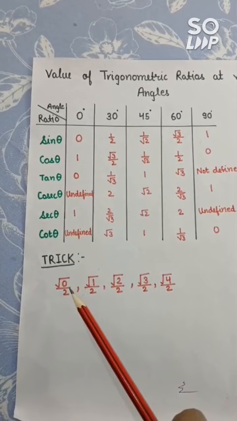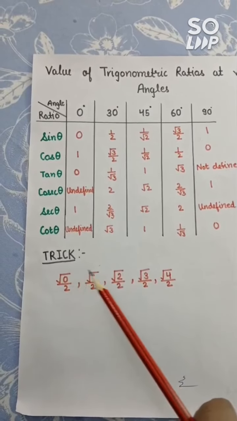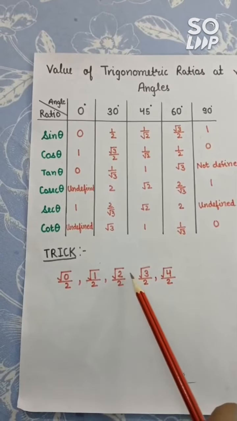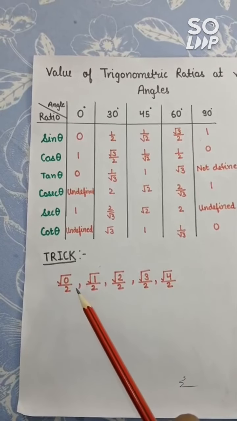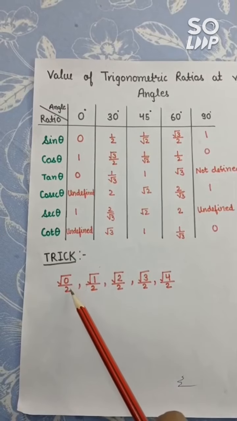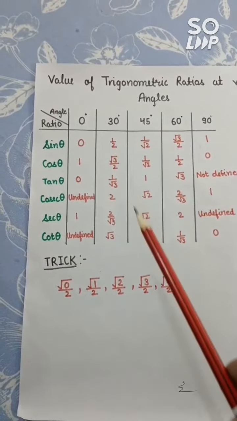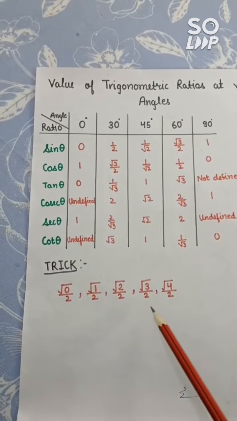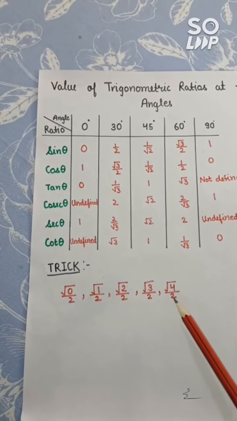So the trick is, for sin theta, write counting from 0 to 4. So see 0, 1, 2, 3, 4. Now put them under a root and after that divide them by 2. So see, root 0 by 2 is equal to 0. Root 1 by 2 is equal to half. Root 2 by 2 is equal to 1 by root 2. Root 3 by 2 is equal to root 3 by 2. And root 4 by 2, that is 2 by 2, is equal to 1.